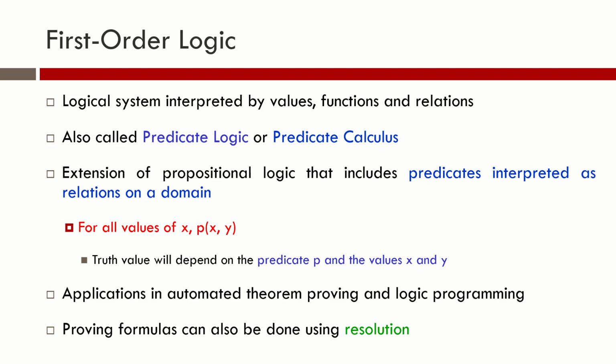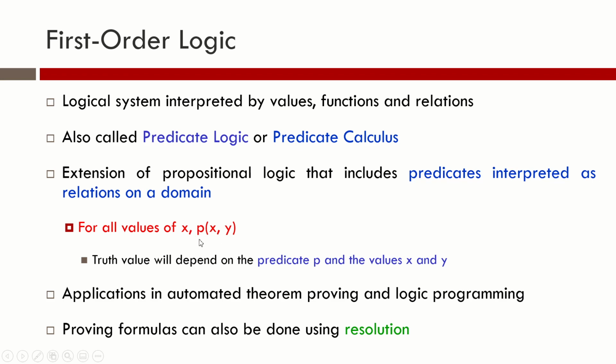In the predicate logic or the first order logic, the logical system is interpreted by values, functions and relations. And this predicate logic or first order logic is an extension of propositional logic that includes predicates which are interpreted as relations on a domain. Suppose you have a formula like, say, for all values of x, P of x, y.